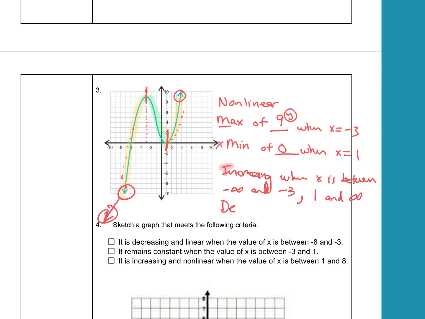We also have a section of the graph that's decreasing. So it's decreasing when x is between. It starts here, and that's that negative 3 again, and it continues to decrease until we get to 1. So these turning points where the graph changes directions also form a minimum or maximum. If you don't have a turning point, then you're not going to have a minimum or maximum.